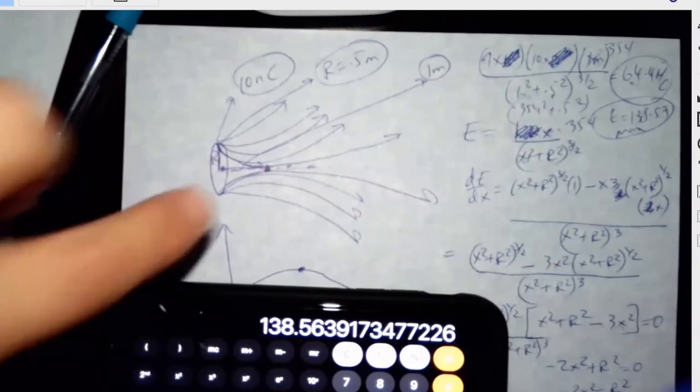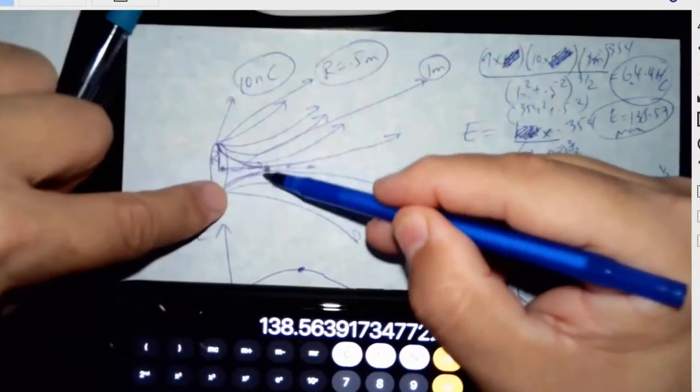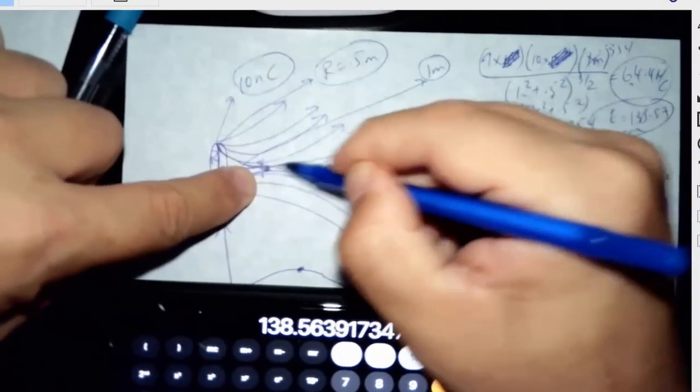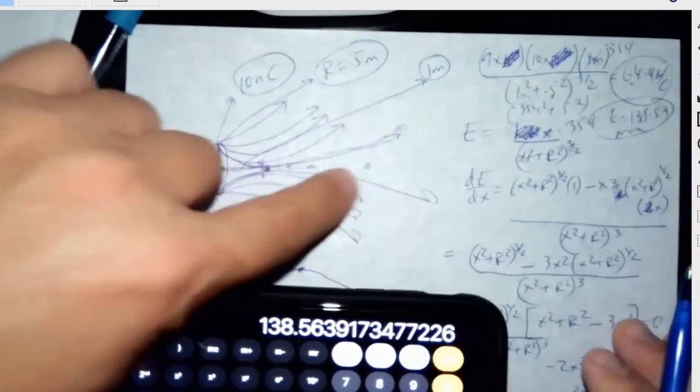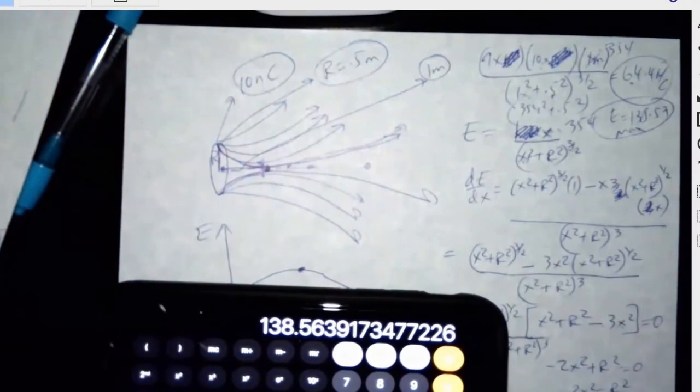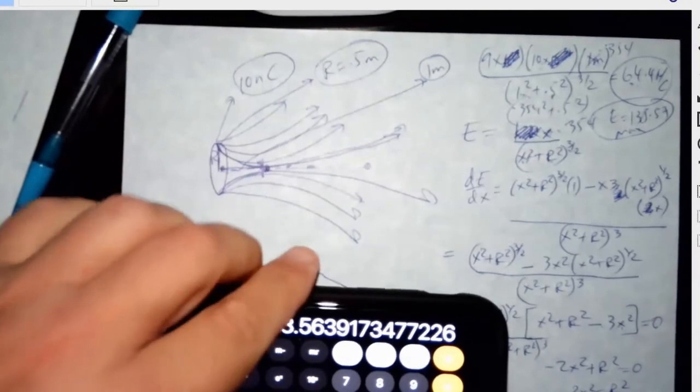Yeah, you see, imagine 0.354, if that's here, 1 meter is like here. Oh yeah, by that point, the electrical field has diverged quite a bit, and it's a lot weaker. Oh, excellent, excellent, excellent. Okay, now let's do plates.